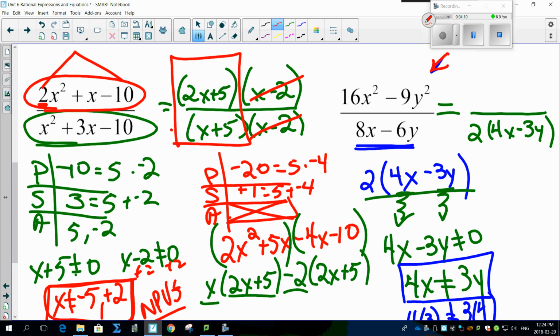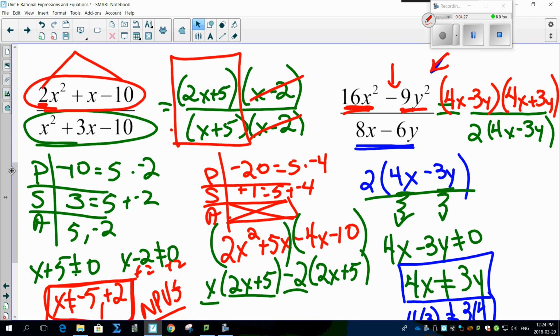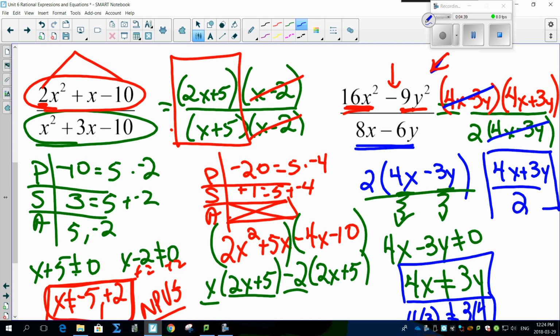You should recognize that, guys, the difference of squares, right? That's square rootable, that's square rootable, that's a difference. So square root of 1 is 4x minus 3y and 4x plus 3y. And look what cancels. Check it out. 4x minus 3y cancels, leaving you with 4x plus 3y all over 2, and that is your answer. Okay? And the non-permissible values right here have been stated.